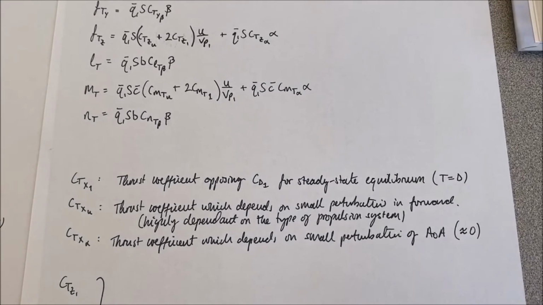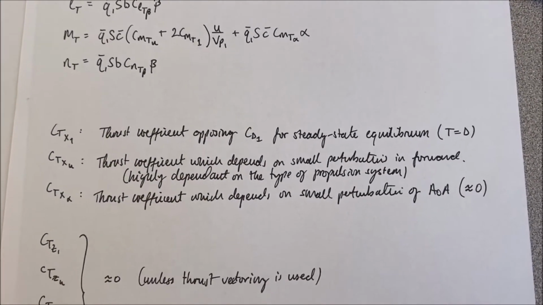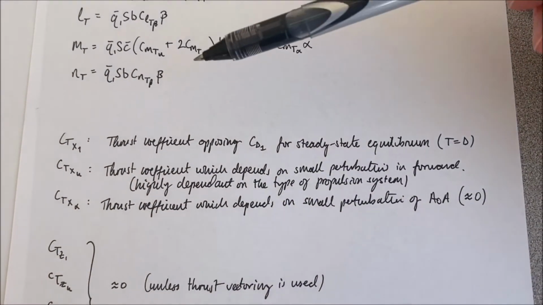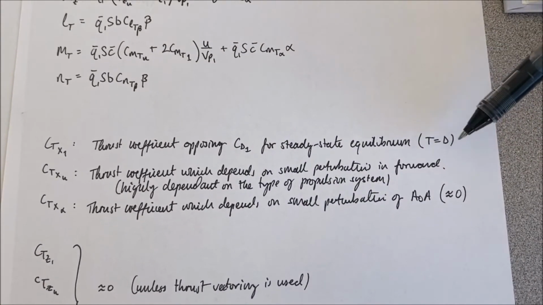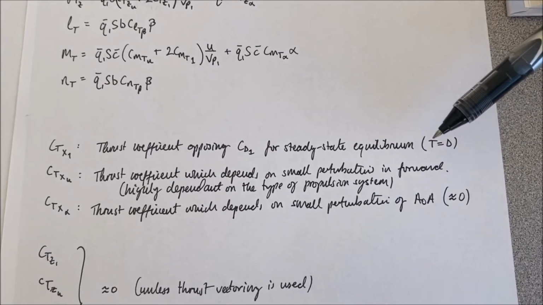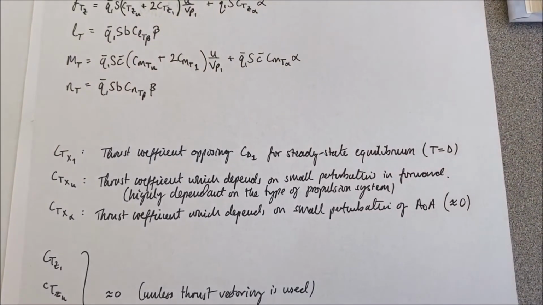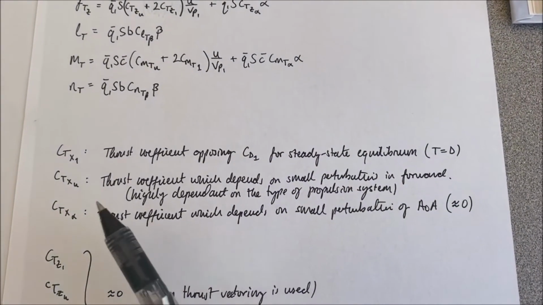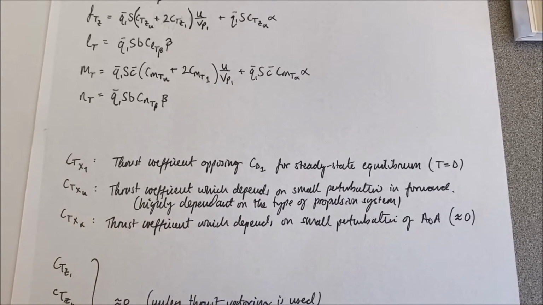So these are thrust coefficients, but they correspond to different conditions. So the first one is the thrust coefficient, which opposes the drag coefficient in the steady state equilibrium condition. So this is the one that basically opposes our drag. So thrust equals drag, the drag coefficient in the x direction at the steady state condition. The second one, CTxu, is a thrust coefficient which depends on the small perturbations in forward speed.